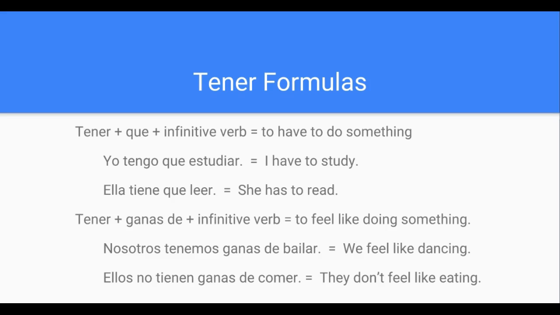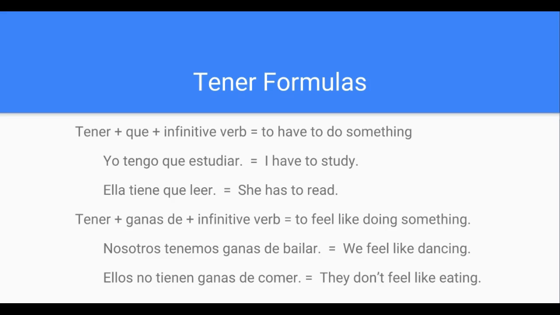Okay, there are a couple of formulas that we also use with the verb tener. We use the verb tener with the word que, Q-U-E, and an infinitive verb to express that someone has to do something. For example, yo tengo que estudiar. I have to study. Or ella tiene que leer.